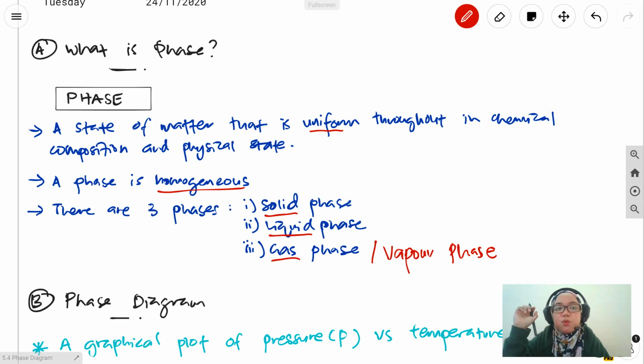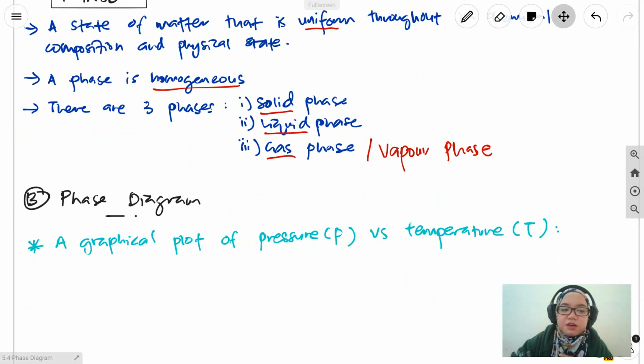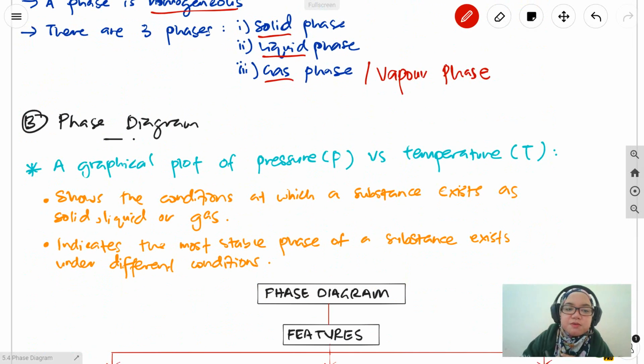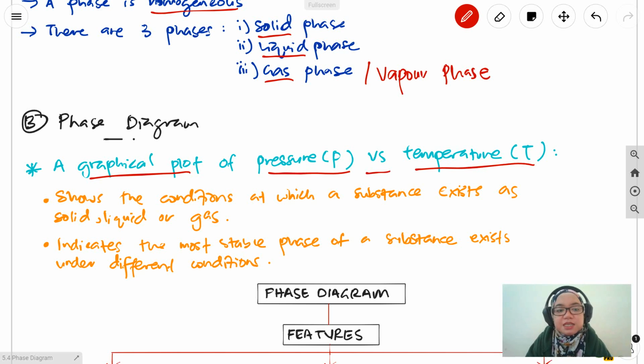Okay, so what is phase diagram? Phase diagram is a graphical plot of pressure versus temperature. Okay, pressure versus temperature. So what is the significance of phase diagram? Phase diagram actually shows the condition at which a substance exists as solid, liquid, or gas. Okay, so dia nak tunjuk the condition yang sesuai.